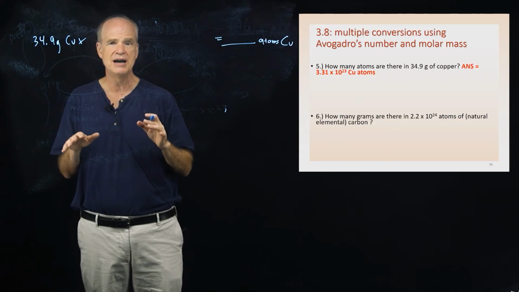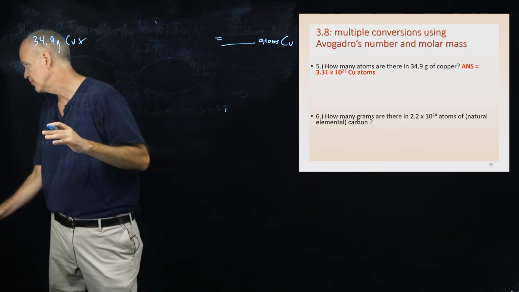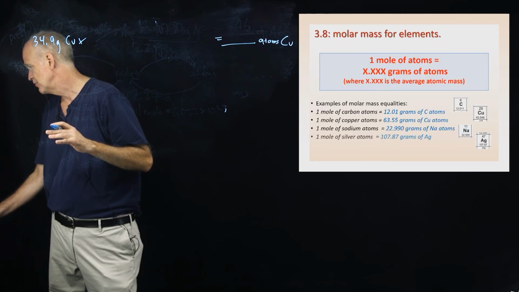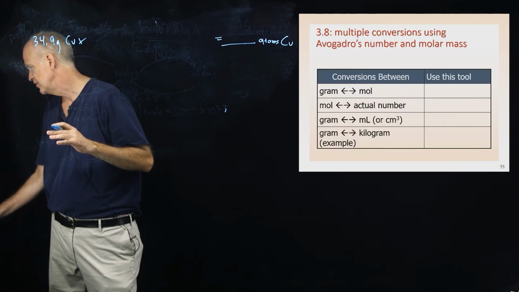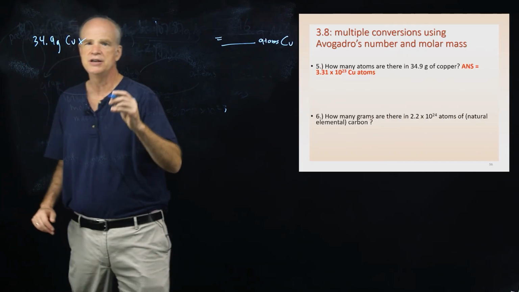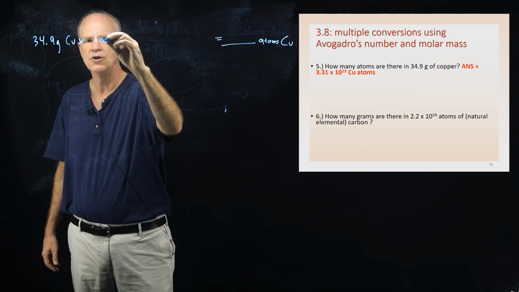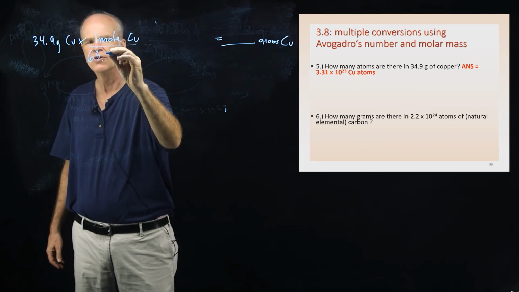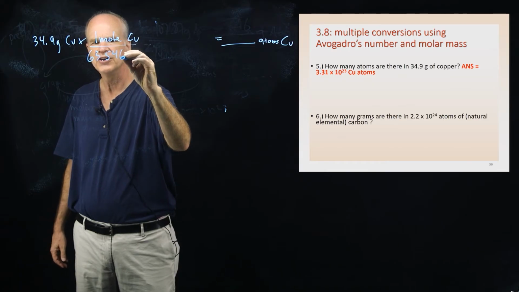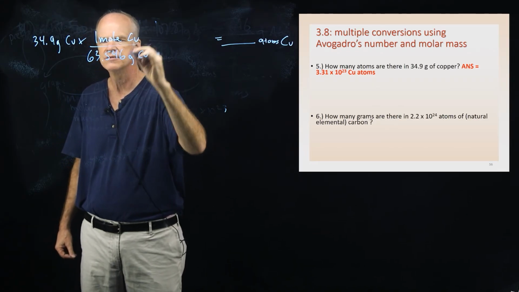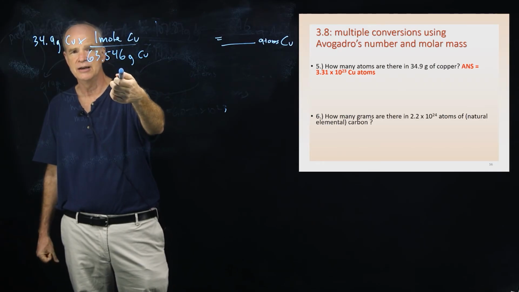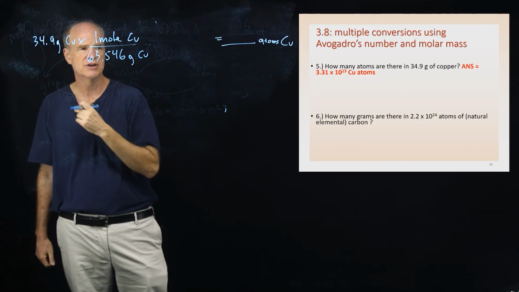So I have to quickly remind myself what the molar mass of copper is. Let me just flip to this really quick. It is 63.546 is the atomic weight. So what I'm going to do here is times 1 mole of copper over 63.546 grams of copper. Okay, again, this will be the number you see in the periodic table, which is the average atomic mass of copper.